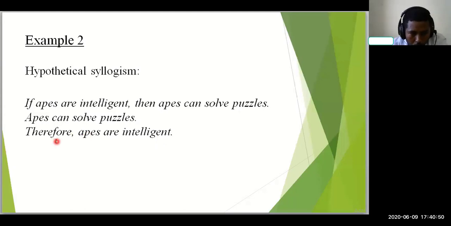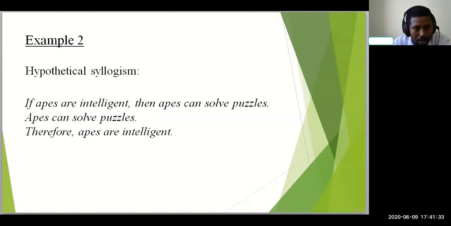In order to solve the problem, apes must first be intelligent. It should not come here as a conclusion; it must appear here as a premise. We must have that evidence or support. Without having evidence that apes are intelligent, how can we say that apes can solve the puzzle as a premise? Totally, it should not be so. So it's one form of formal fallacy.